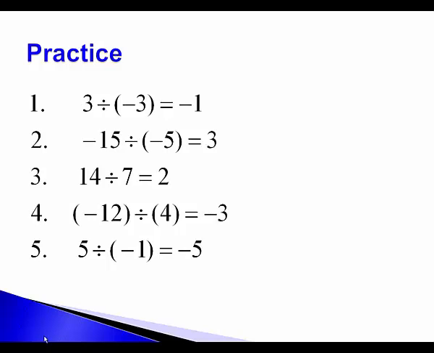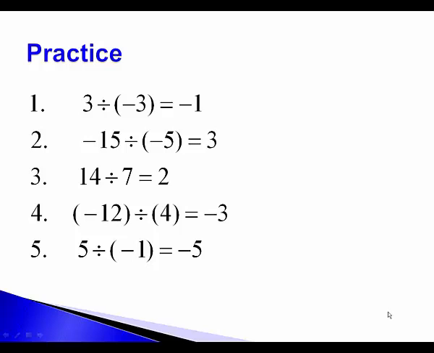I'll talk through these very quickly for you. 3 divided by a negative 3. Once again, we do the division, and 3 divided by 3 is 1, and the signs are opposite, so our answer is negative. The next one, number 2, is negative 15 divided by negative 5. 15 divided by 5 is 3, and since both numbers are negative, our answer is positive 3.